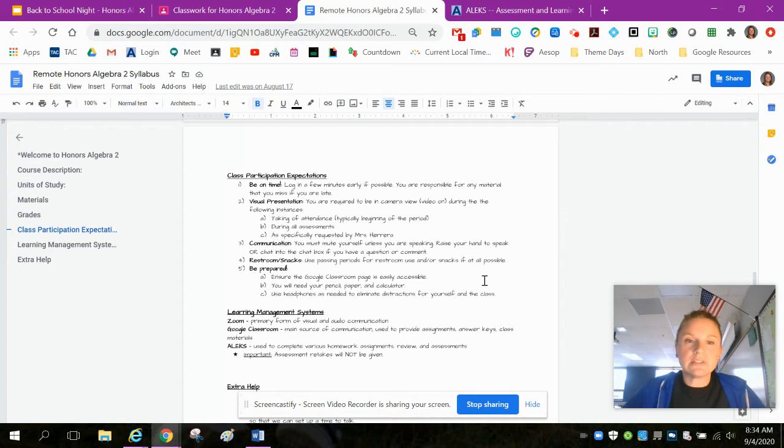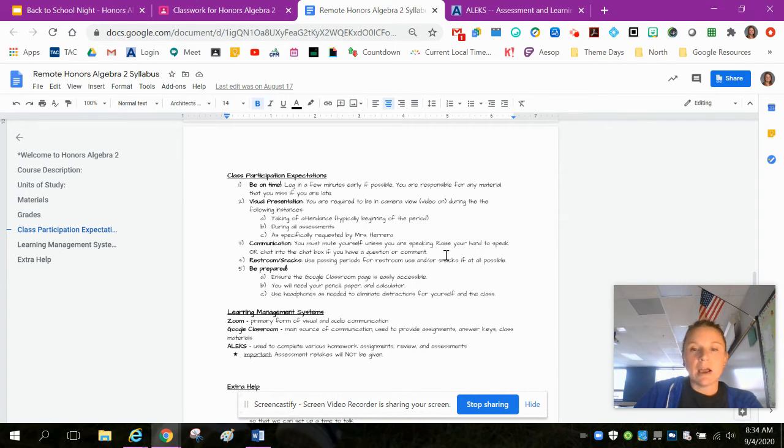Moving down, class participation expectations. I went through this with the students as well, but it probably follows along with what most other teachers are asking of students. To be on time, I always open up class about 5 minutes early for students to get in. If anything is missed, it's the responsibility of the student to make sure that they make that up or figure that out. Visual presentation, I do ask in certain instances that students be on camera, and that would be if I'm taking attendance during assessments, and then if we're doing some kind of activity that might require me being able to see them. But I do understand that having that camera on, sometimes it inhibits other activities or things that are happening on the Chromebook, so I try to be sensitive to that.